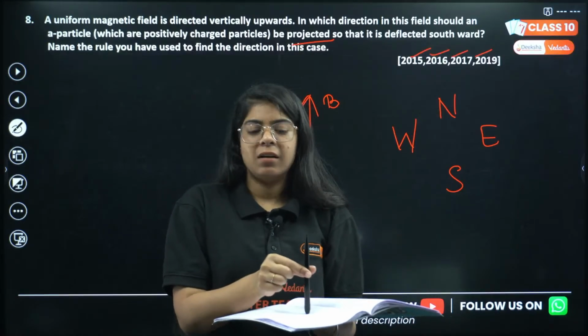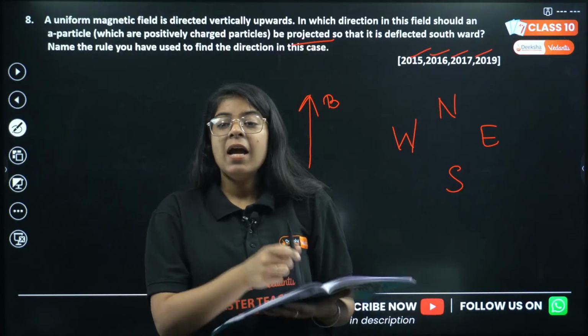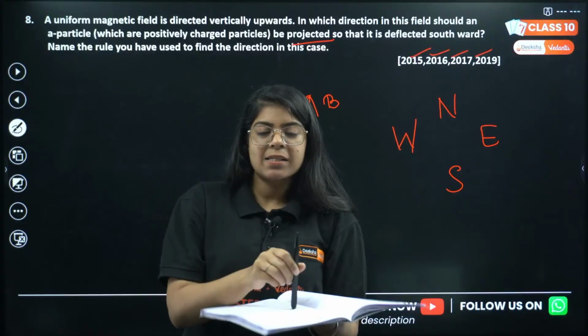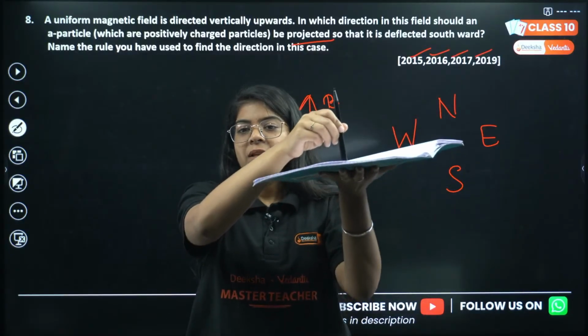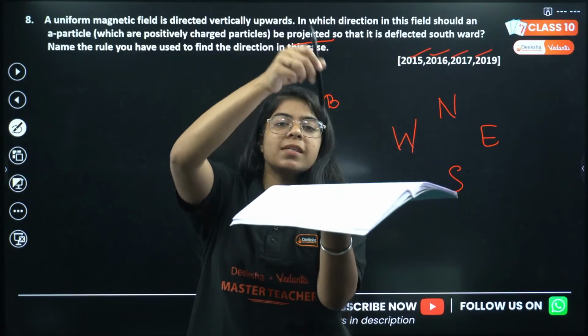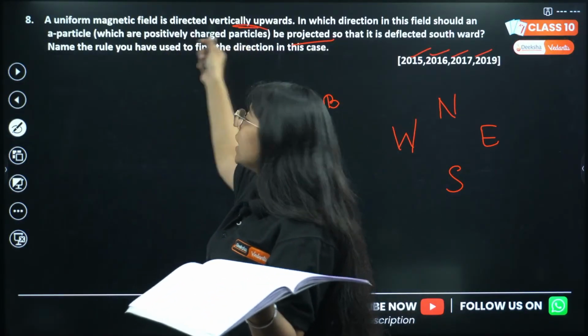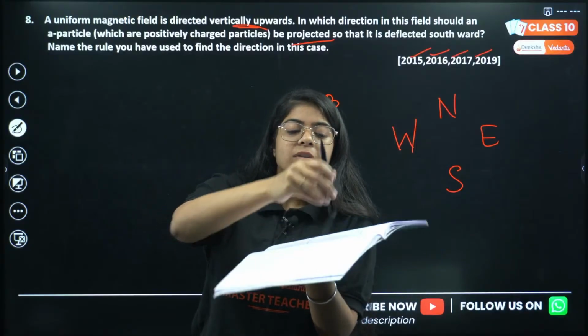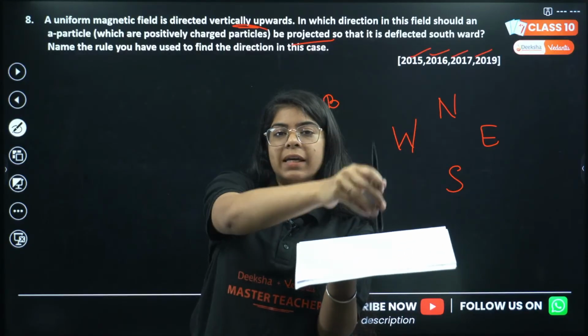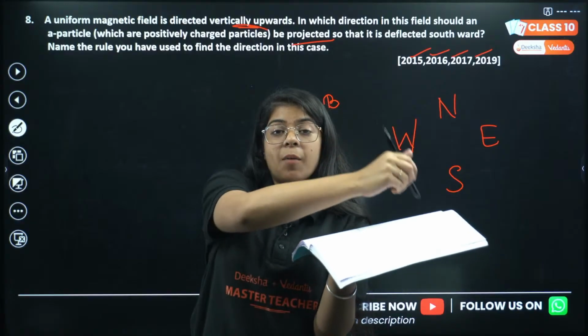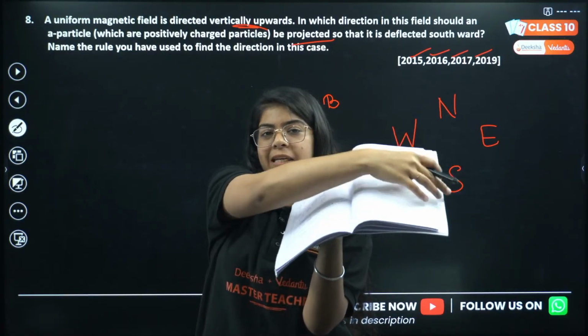Something like this. Nowhere is this stylus visible. This pen is my magnetic field, correct? Now it's visible, yes. So this is the magnetic field which is coming upwards, in a vertically upward direction. Now this is north, south, east and west, correct? Upwards is separate from north, south, east and west.